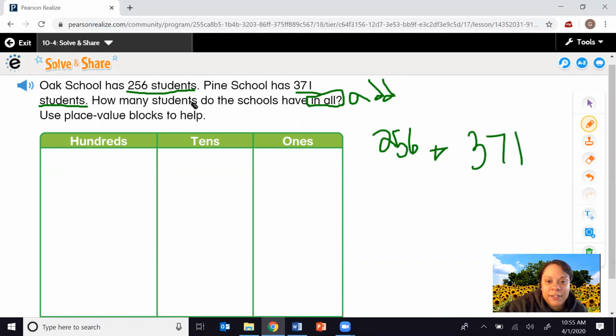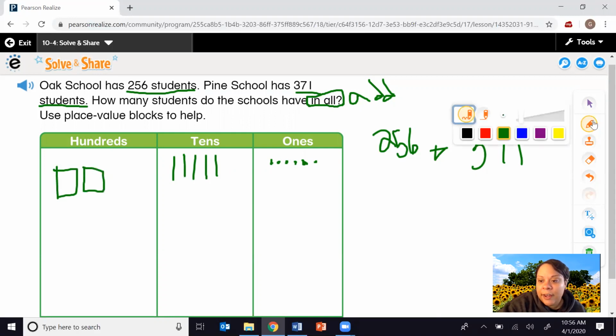Okay, so the very first thing I'm going to do is draw my numbers into my chart. So I have, how many ones in the number 256? I have 6. 1, 2, 3, 4, 5, and 6. I have 5 tens. 1, 2, 3, 4, 5. And I have 2 hundreds. 1, 2. Good.